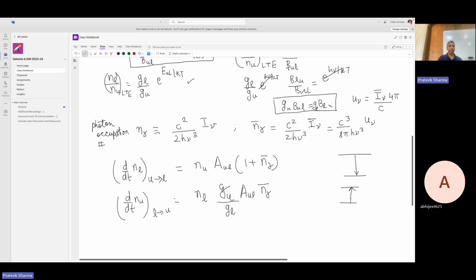This is absorption of a photon, which kicks your electron from the lower state to the higher state. And this is proportional to, U to L, sorry. So you are populating the upper level U because of transitions from L to U. And this definitely requires a photon field. This is a term which is due to stimulated emission.